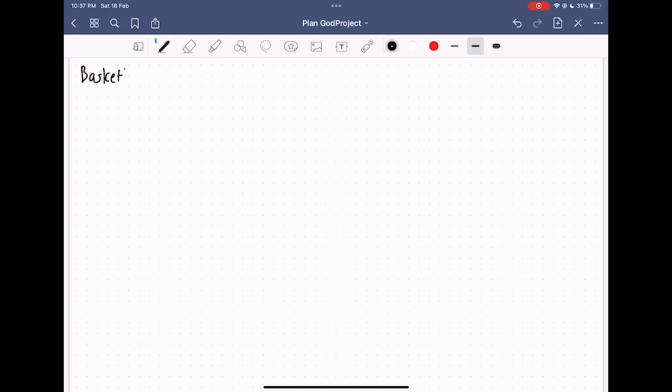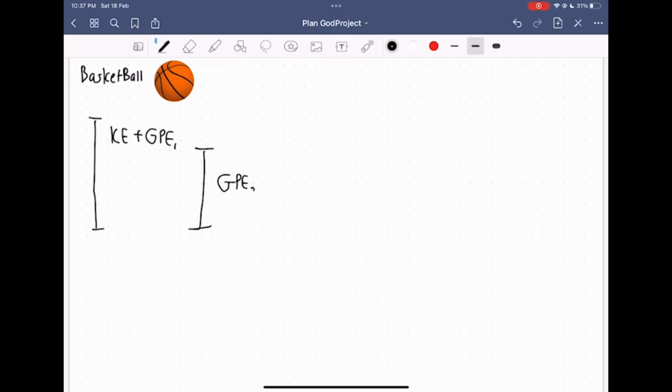Now we can use this calculation to prove the law of conservation of energy. From the video, we can see that as you drop the ball, there is kinetic energy plus gravitational potential energy. And after it bounces back, it has gravitational potential energy plus sound energy.